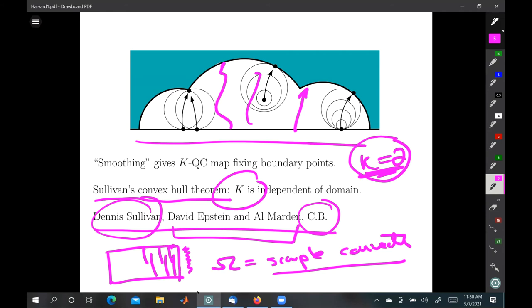If you like, I could actually prove this for you. The proof of this with some general K, not the optimal one, fits on 3 or 4 slides. I actually put those slides at the end of my talk because I didn't think I would have time to cover that during the talk.